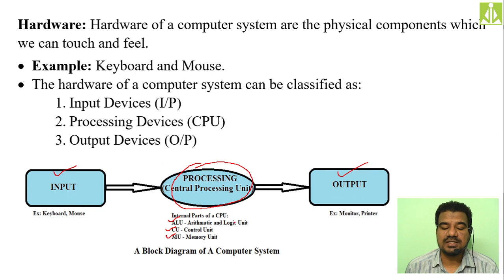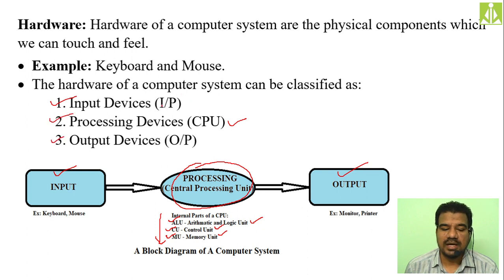ALU stands for arithmetic logic unit, CU stands for control unit, and MU stands for memory unit. When we discuss the processing unit, we will again discuss these things in detail. What is the role and responsibility of each of these, ALU, CU and MU, we will discuss once again. So quickly we'll go and see each of these individual things separately.